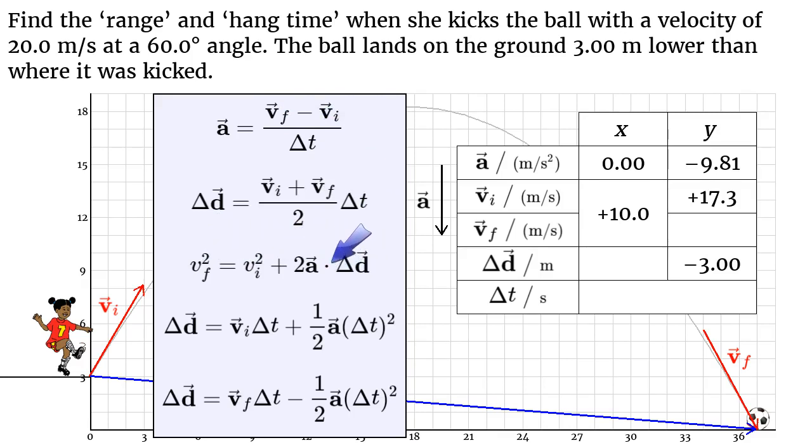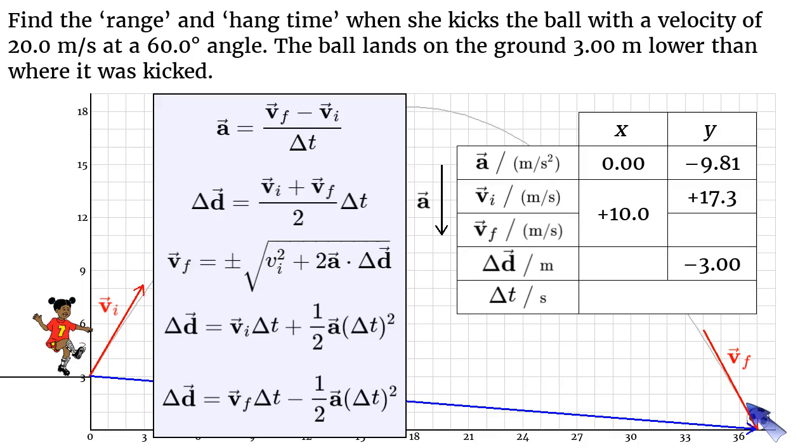Remember that when we take the square root, the answer can be either positive or negative. The equation isn't going to tell us which one, but we can see from our diagram that the final velocity is going to be negative because we were told that the ball is kicked up and that it later returns to the ground. It has to have a downward or negative velocity when it lands on the ground.